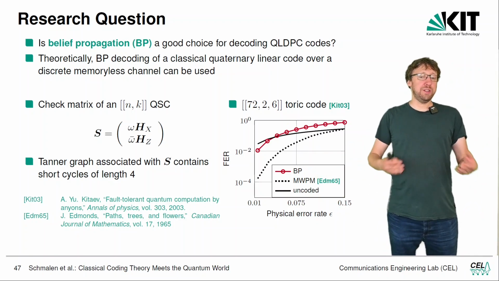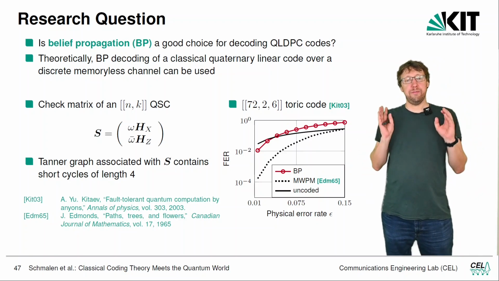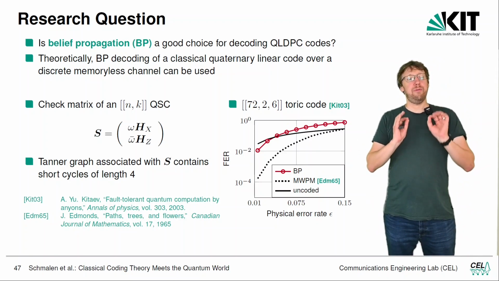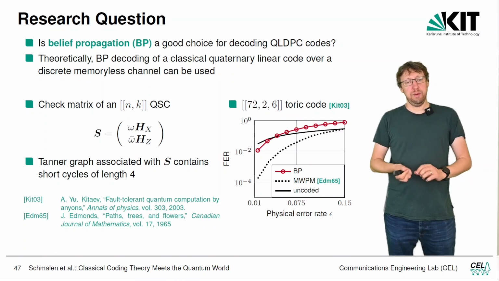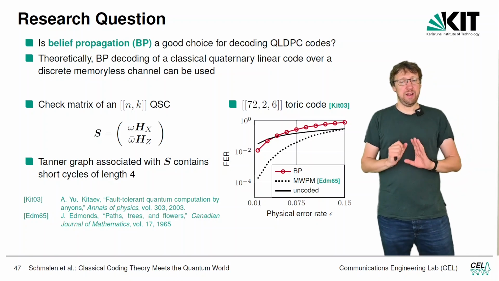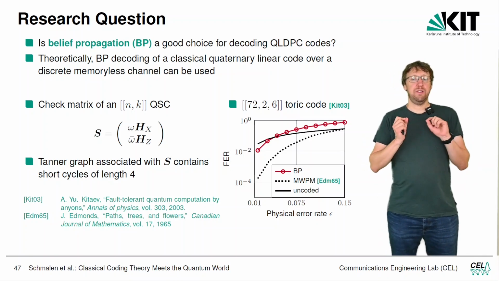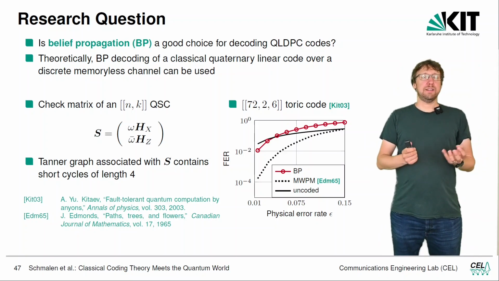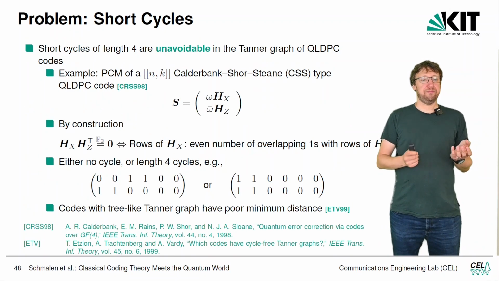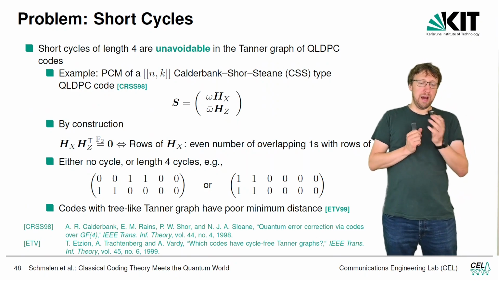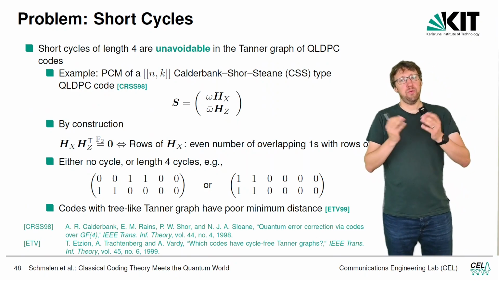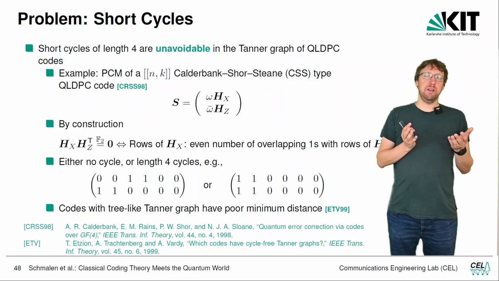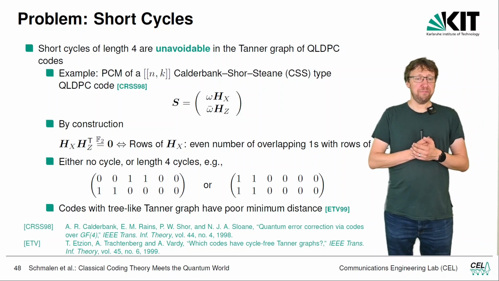Now the question is, can we use the BP decoder, which is very well researched? We have very, very efficient hardware for building the BP decoder, low latency, good hardware, etc. Can we use it for decoding quantum LDPC codes? This is the research question that we have. The answer is partly we can, and I will show you one possible solution to this problem.